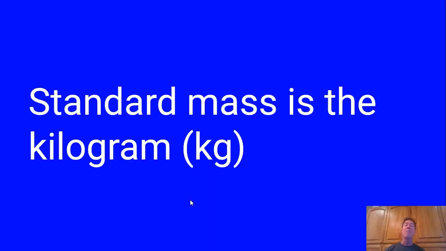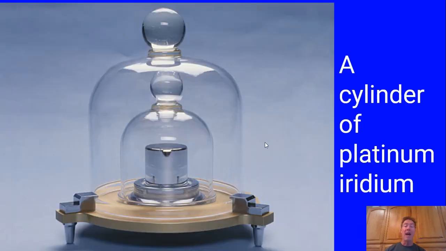Okay, the standard mass is the kilogram. And that's defined as a cylinder of platinum iridium that's kept under special jars for safekeeping. Now, there's been a push to change the kilogram. Maybe it's already happened. But for decades, this was the standard mass of a kilogram, and all other kilograms were made in reference to this platinum iridium cylinder.